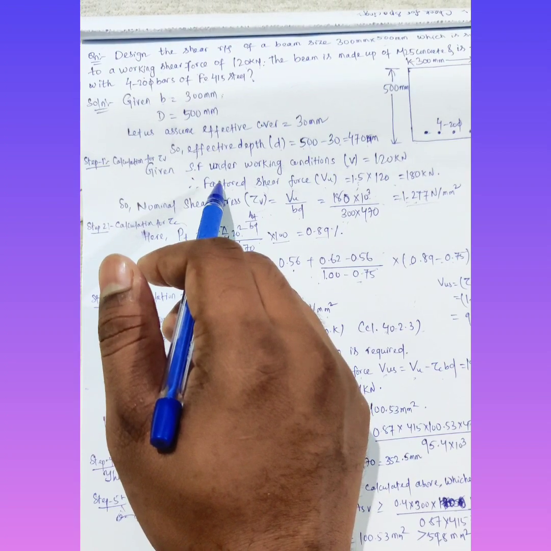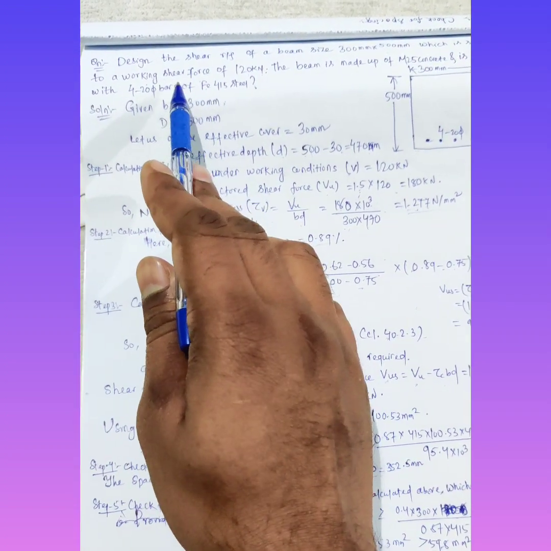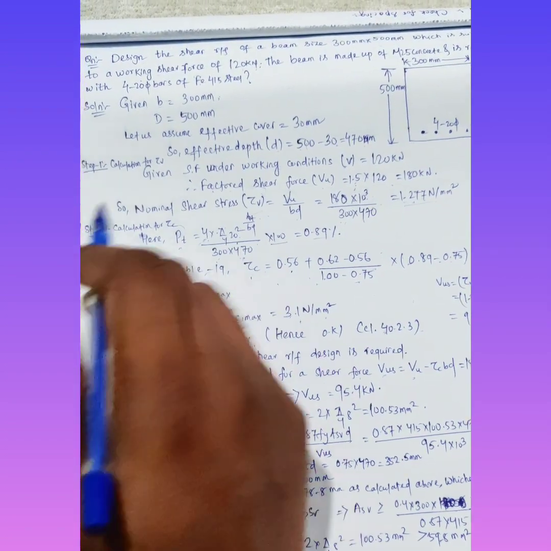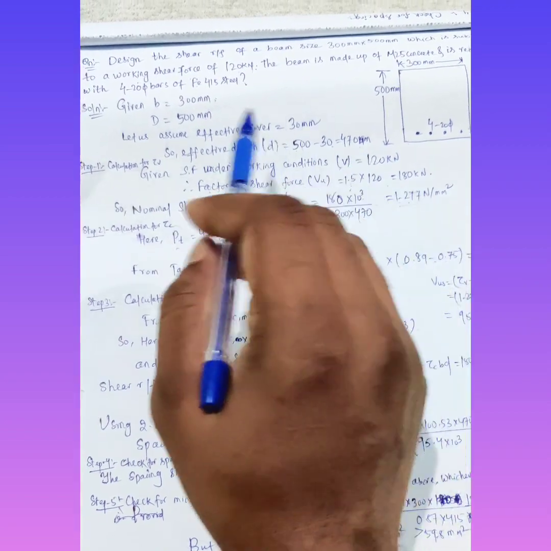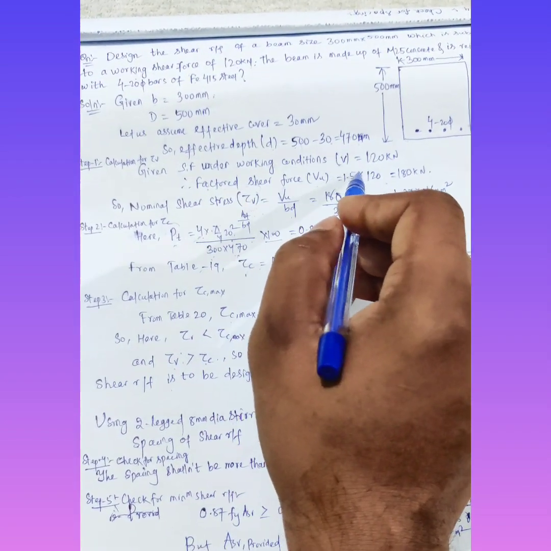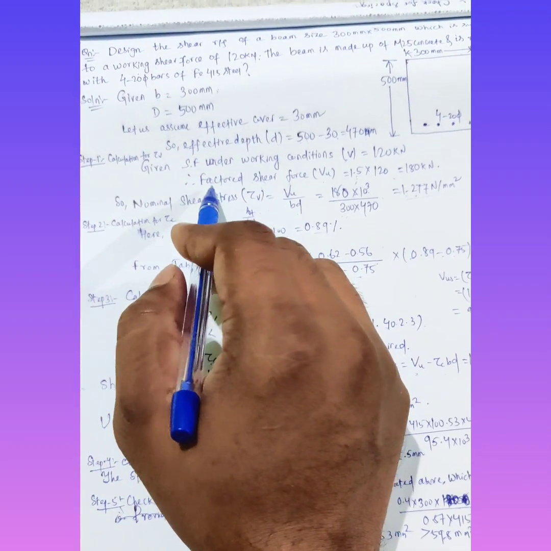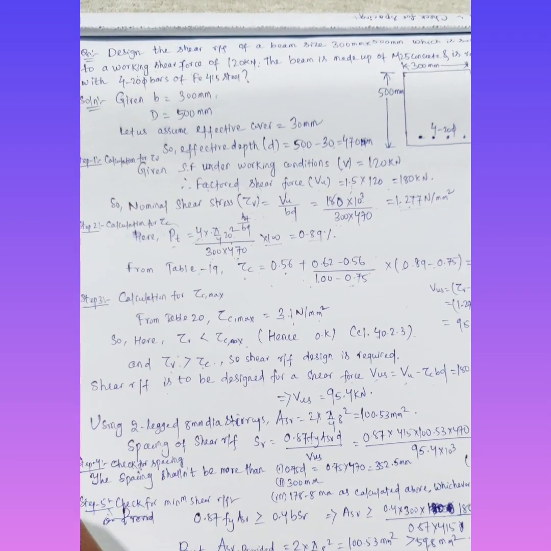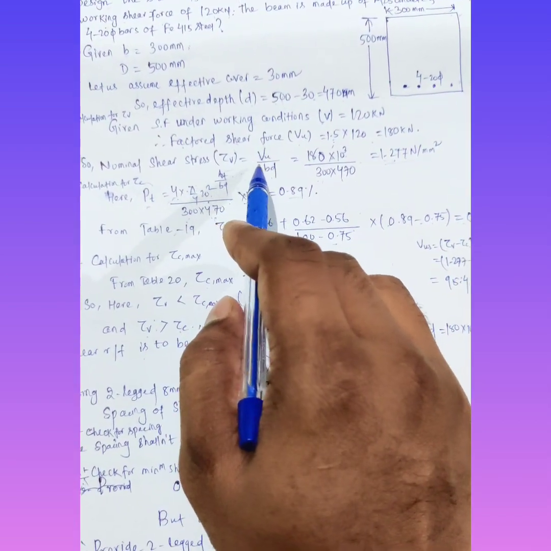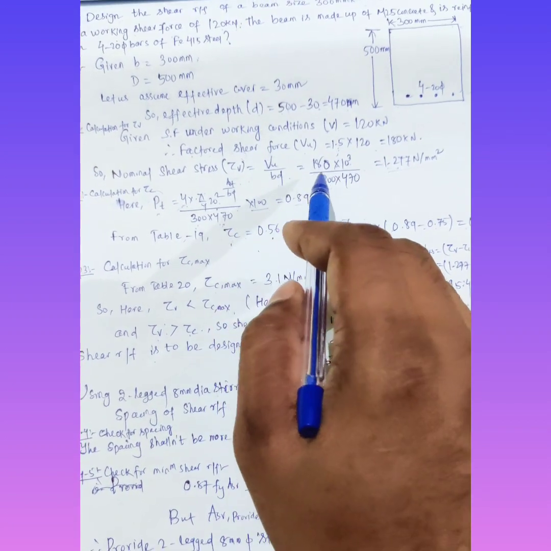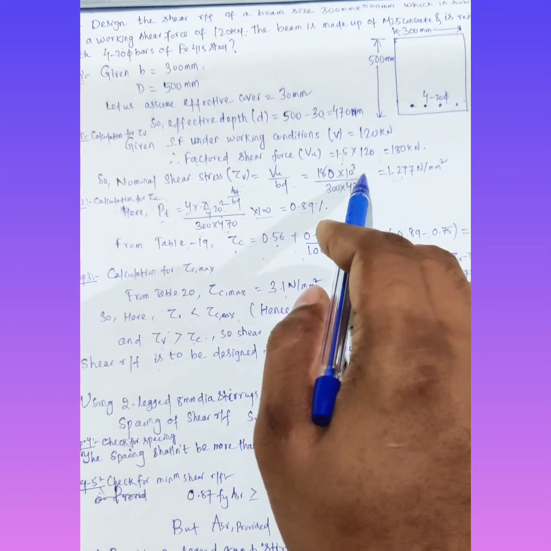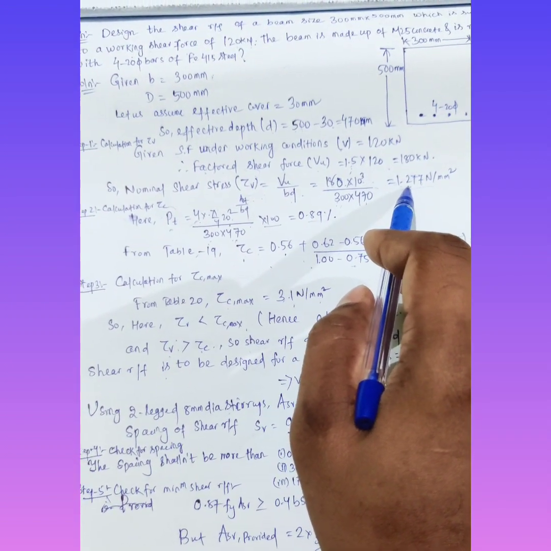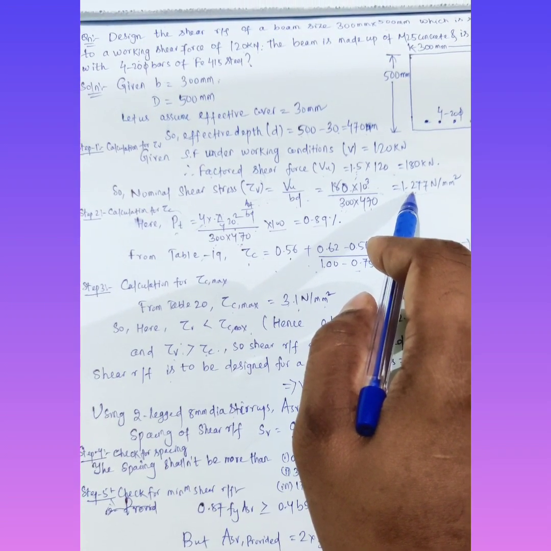So be very careful about this while solving problems, whether the working shear force is given or the factored shear force is given. If the working shear force is given, then you have to multiply by the factor of safety 1.5. But when the factored shear force is given, there is no need to multiply by the factor of safety again. So nominal shear stress tau v is equal to Vu divided by bd, that is 180 multiplied by 10 to the power 3 divided by 300 multiplied by 470, which is equal to 1.277 Newton per mm square.